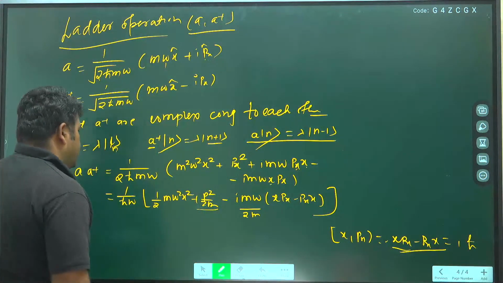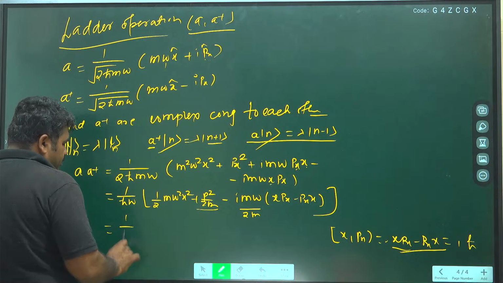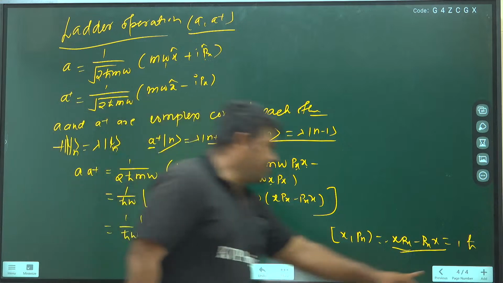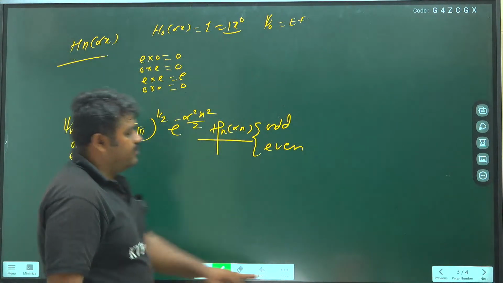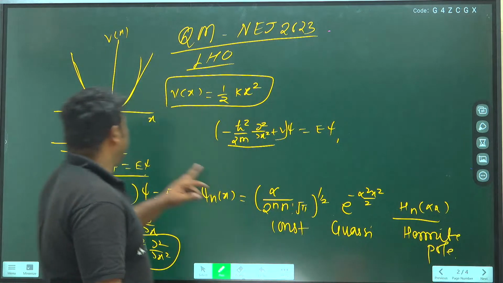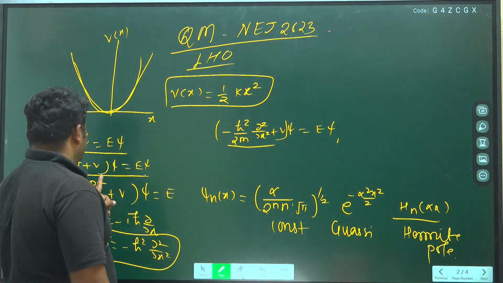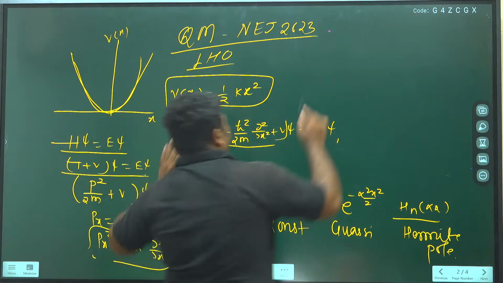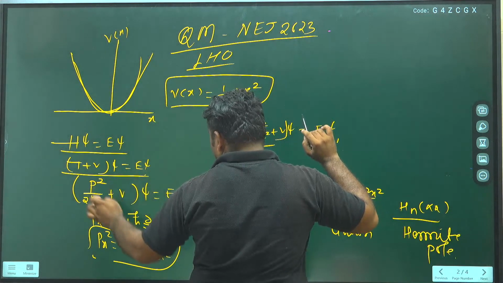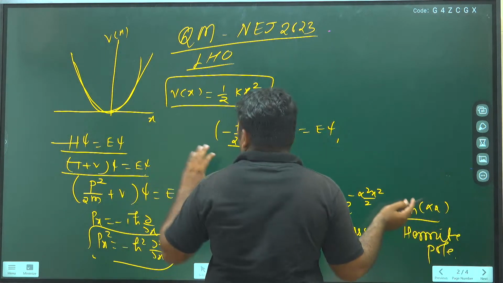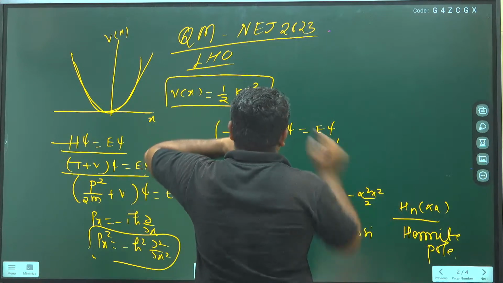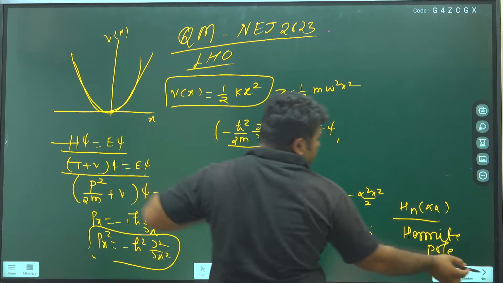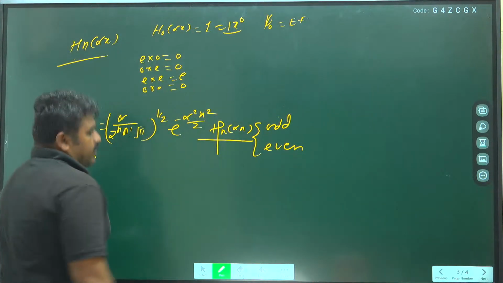Now next, this is equal to how much, 1 upon ħω. This part is nothing but, already हमने देखा है, p square upon 2m plus 1 half k x square. P square upon 2m plus 1 half k x square is nothing but kinetic energy plus potential energy. P square upon 2m plus V, V is nothing but potential. What is the potential in this case? 1 half k x square. 1 half k, k is nothing but m omega square, x square. Okay. Now next.